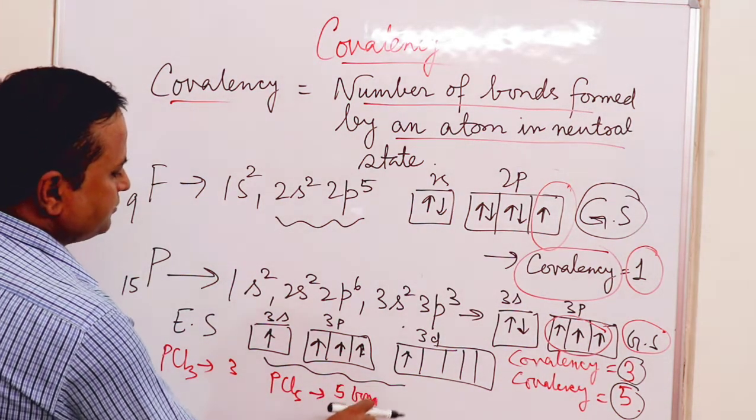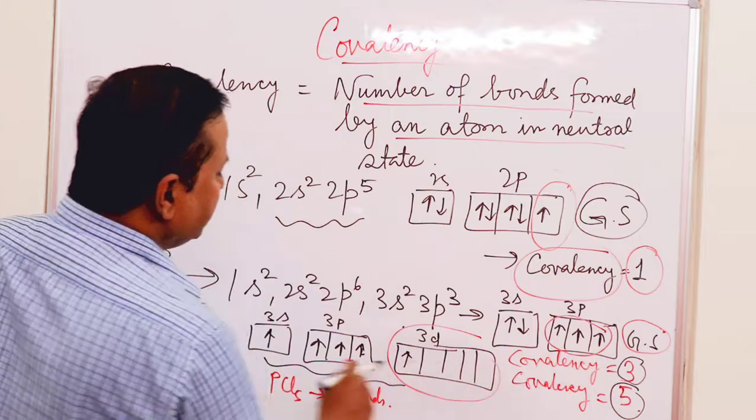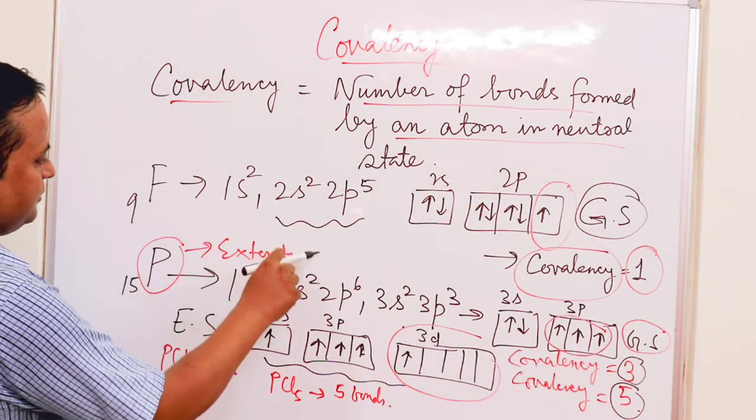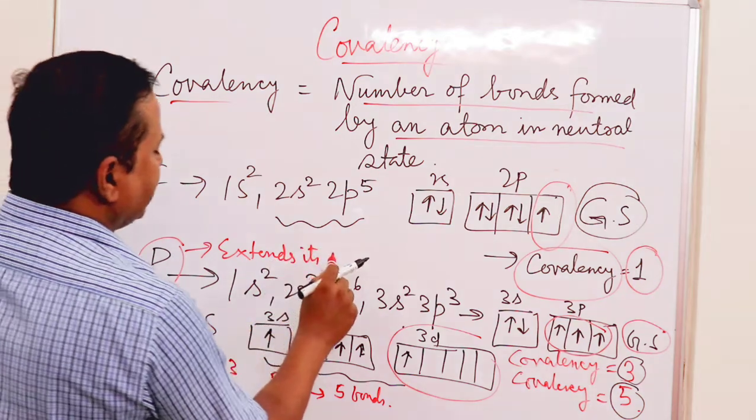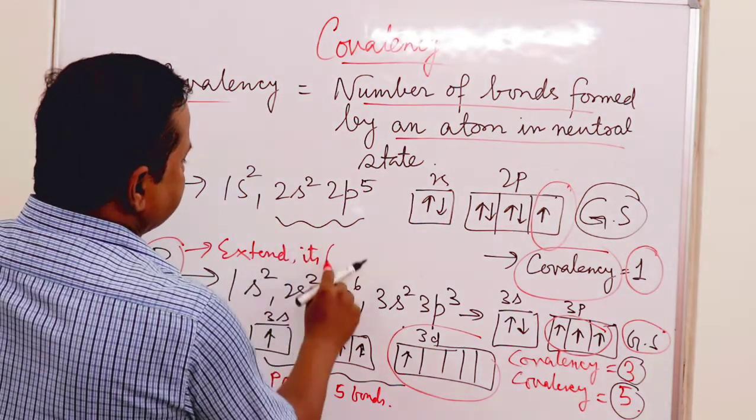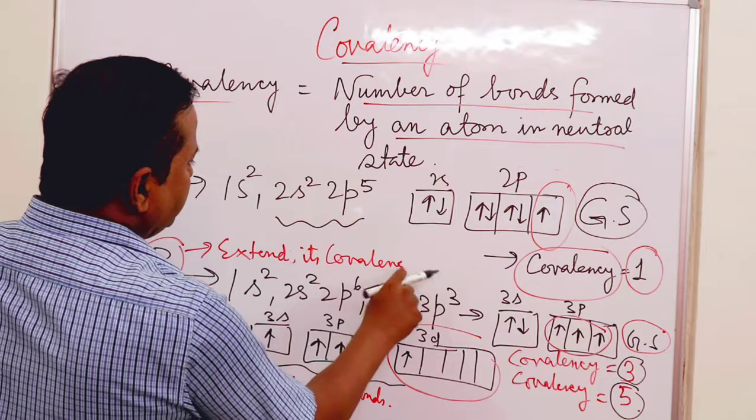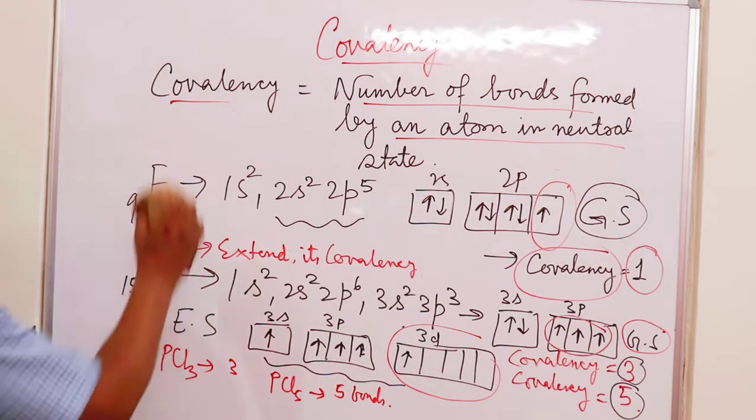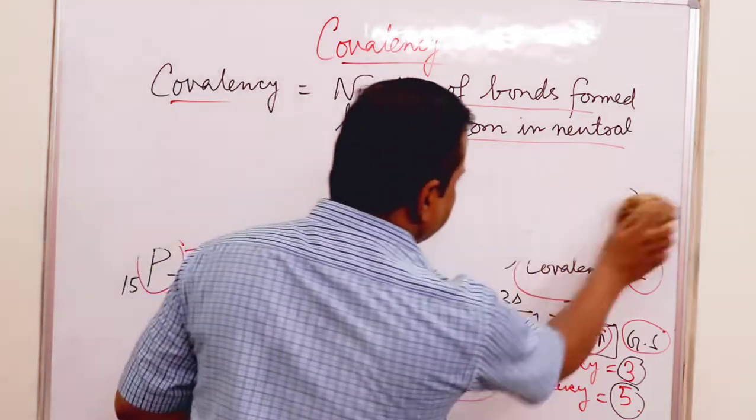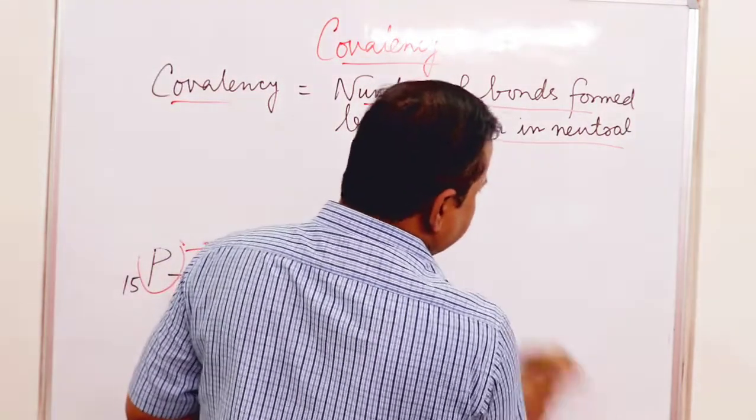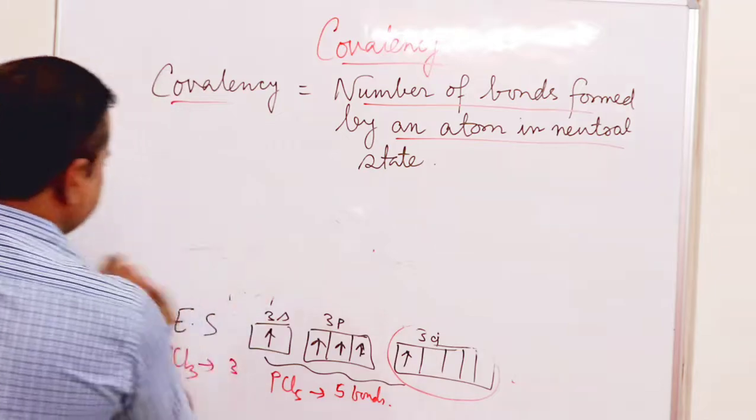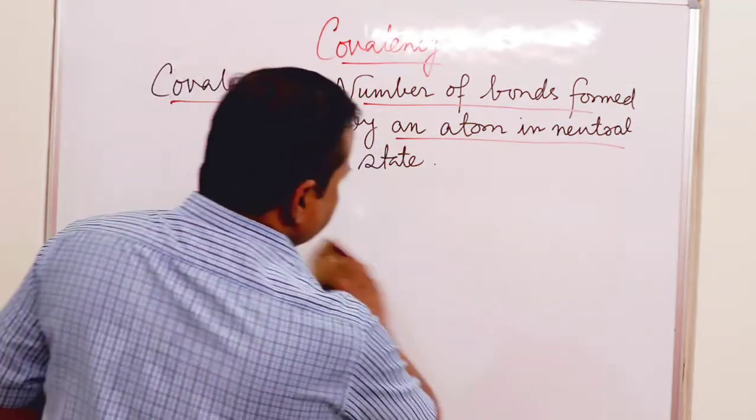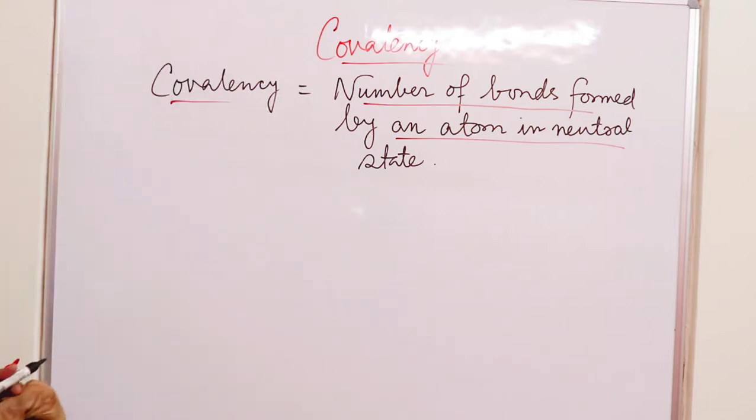bonds. So that means because of presence of vacant d orbital, it can extend its covalency. Whichever element has vacant orbital, that can extend its covalency. Okay, so the possible covalency of phosphorus is 3 and 5. Now let's move on to sulfur. These are the elements that form important compounds. That's why you should know the covalency of these elements.